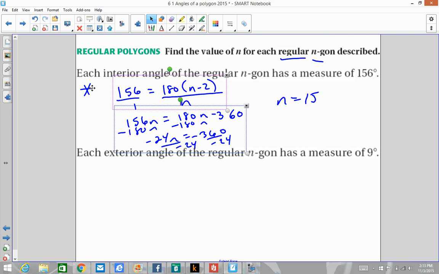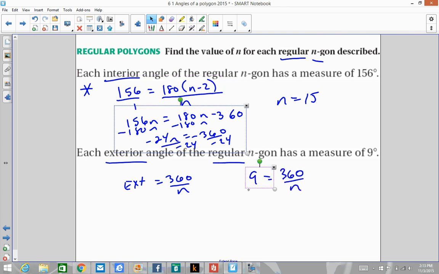Right. Each exterior angle of the regular n-gon has a measure of 9 degrees. So this time it says exterior. Remember, last time it said interior. So we know for exterior angles of regular polygons, the exterior angle is equal to 360 divided by n. So that means 9 degrees is equal to 360 divided by n. Cross multiply, 9n equals 360. n is equal to 40, a 40-sided polygon. And there's our practice there. Again, remember, ask me about those questions.